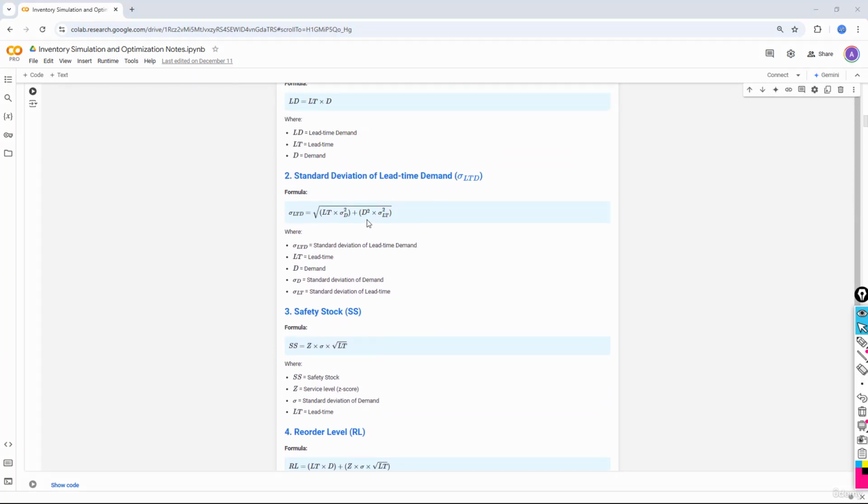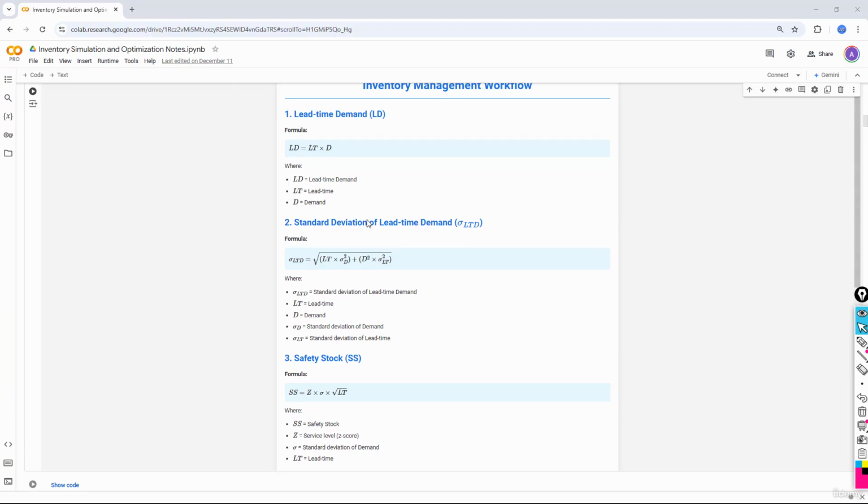To explain things further, I would like to take a few examples of each of these points with illustrative examples. So let's take lead time demand, which is the product of lead time times demand. In this case, if your lead time is 5 days and your demand is 100 units during the period, your LTD will be equal to 5 times 100, which equals 500 units.